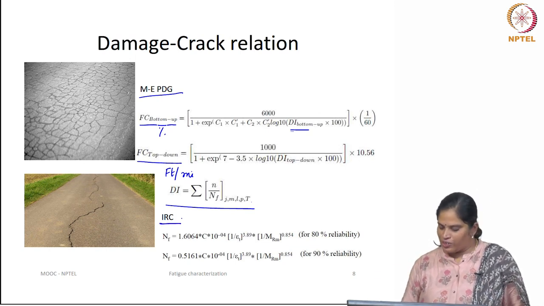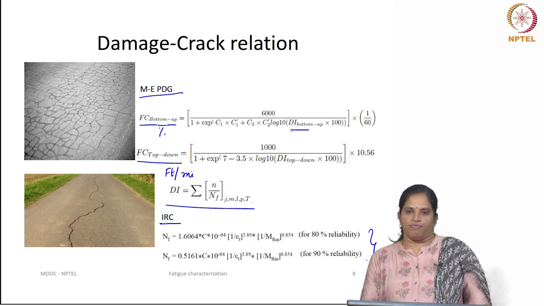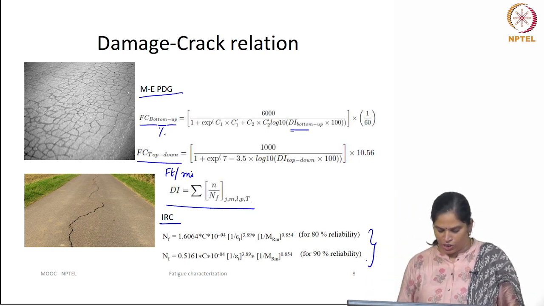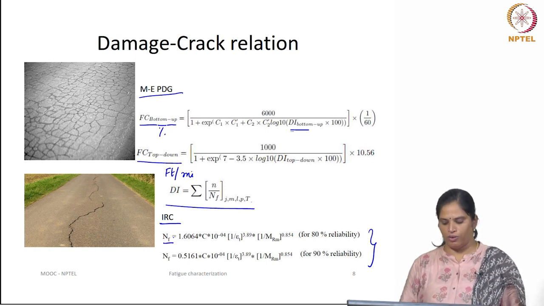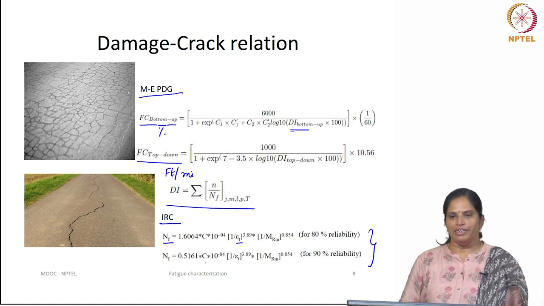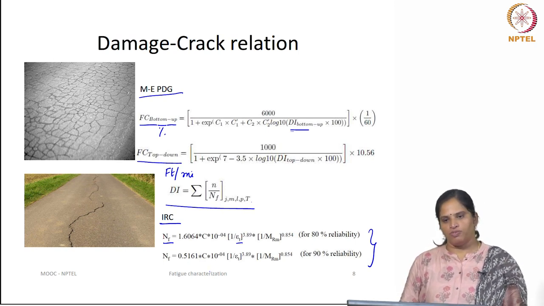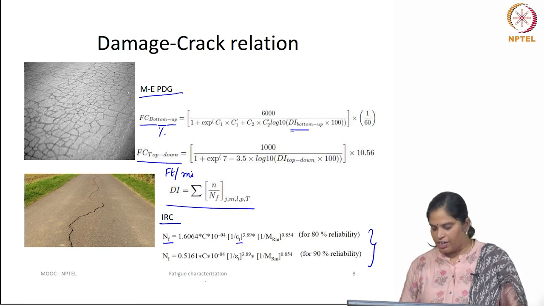IRC suggests using these two equations for determining the fatigue damage in the pavement. Now, if you look closely into these expressions, you have NF, which is the number of repetitions of a standard axle load, related to the tensile strain in the pavement. This is a critical tensile strain in the pavement. It can be either at the top of the pavement, or top of a bituminous layer, or at the bottom of a bituminous layer. And MRM is the resilient modulus of the mixture.